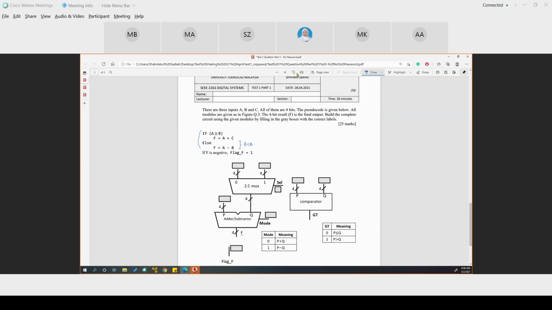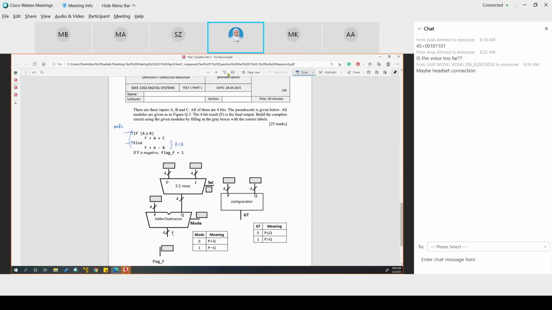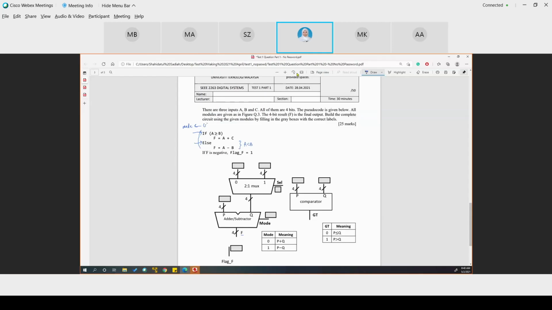This will be the if and the else. It will depend on the mode, right? And here, else, depends on G, F and B. Inside here we compare A and B.